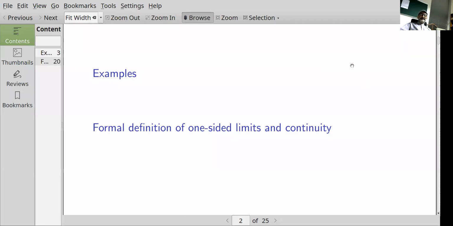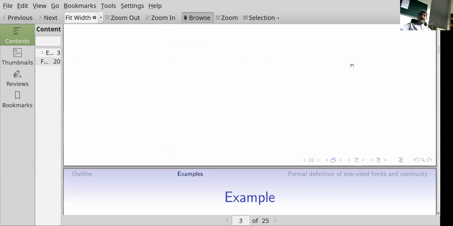Okay, so we can continue with our discussion of formal limits, and we'll see a few examples of proofs using the epsilon delta approach. And for the sake of completeness, I'll also give you the formal definition of one-sided limits and continuity.